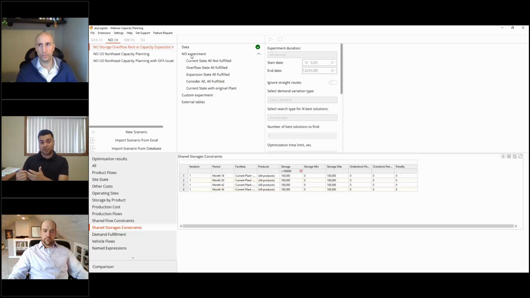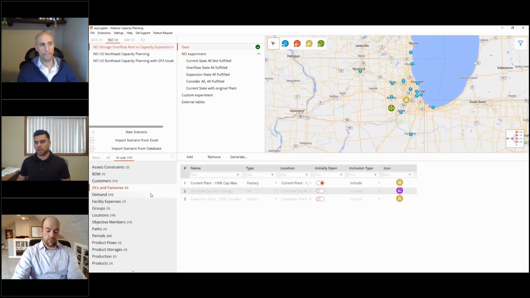So would it be a good opportunity to invest in an expansion and build on the plant, or can we maybe rent since it's really just overflow? Maybe we could put this in a location nearby as overflow, because as you noticed, it was just 1 month. Maybe the expansion is not worth it. So we're going to ask ALX to consider all these options. Okay, let's go ahead and do that. I'm going to go to my data, go to my DCs and factories, and include an expansion plant.